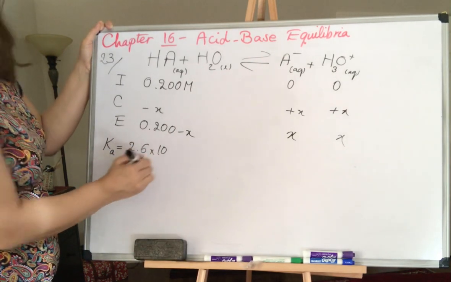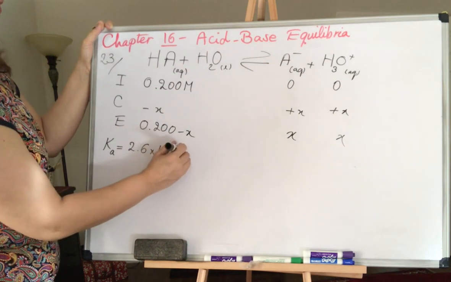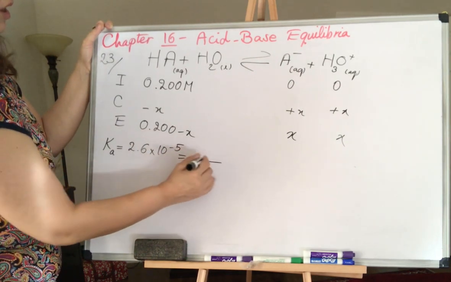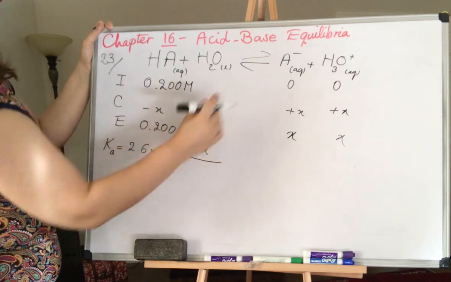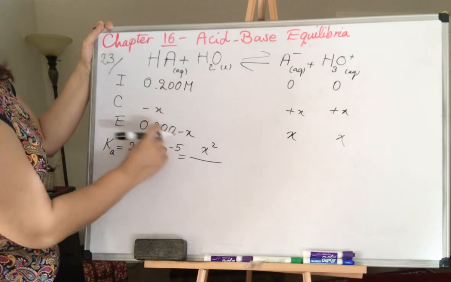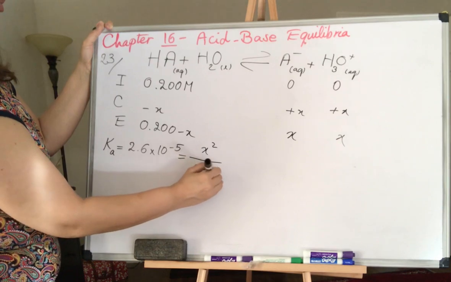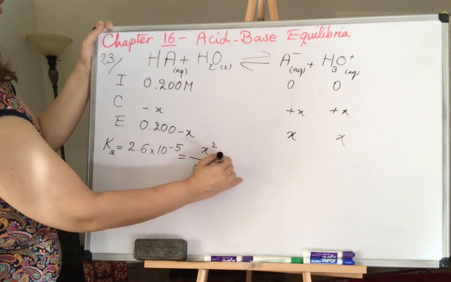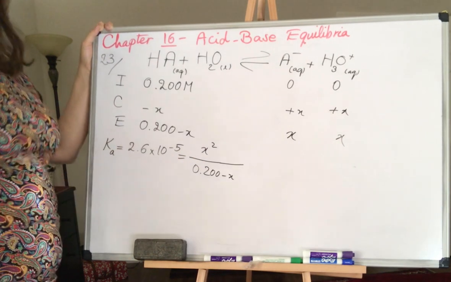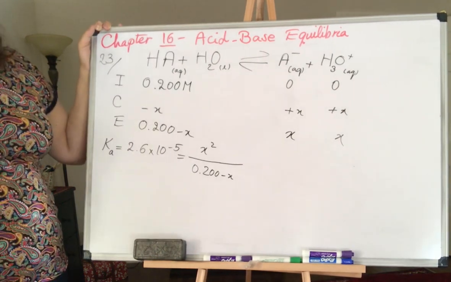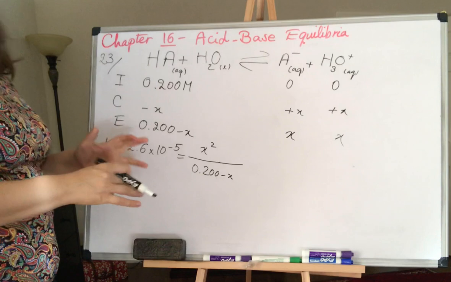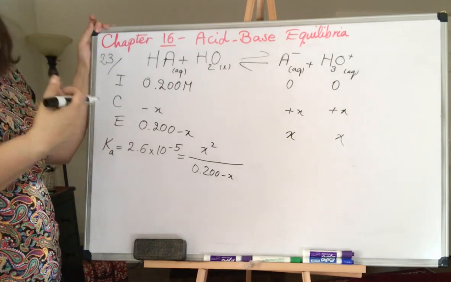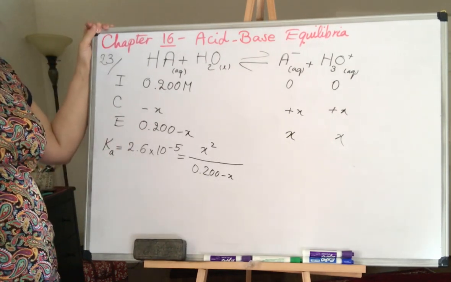2.6 times 10 to negative 5. So what's the value of the coefficient? 1 and 1 and x, so x squared divided by 0.200 minus x. Oh la la, it looks like a quadratic equation, right? But let's make an assumption first to see if we are able to skip that quadratic equation.